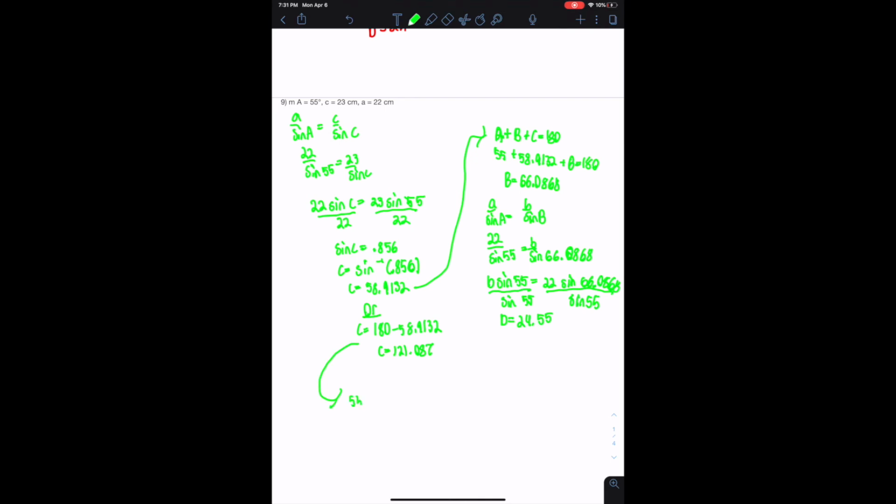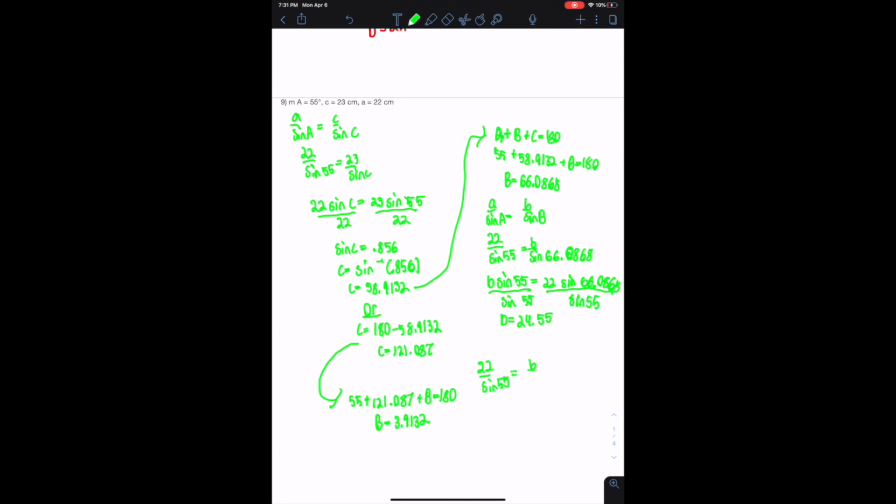So now for the second B value, we want to do the same steps. So it's going to be A plus B plus C equals 180, but we're going to use 55 plus 121.087 plus B equals 180, and then that will give us B, which is equal to 3.9132.